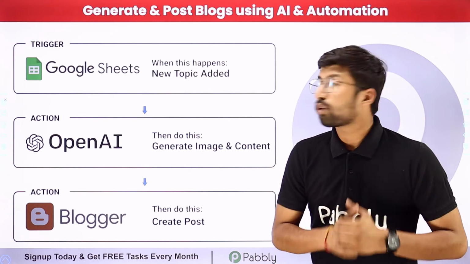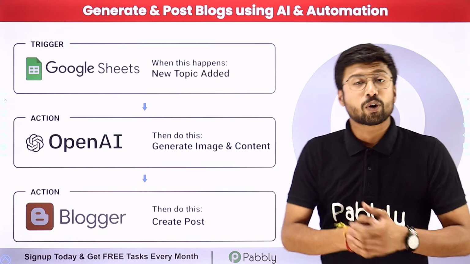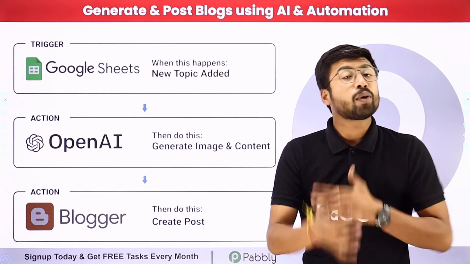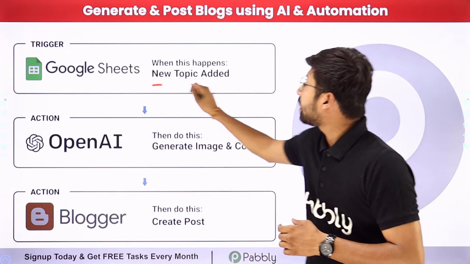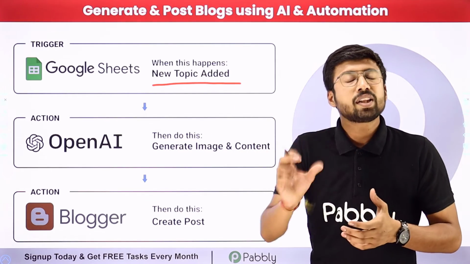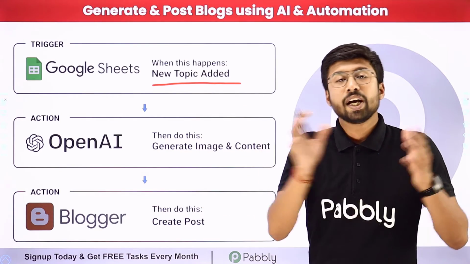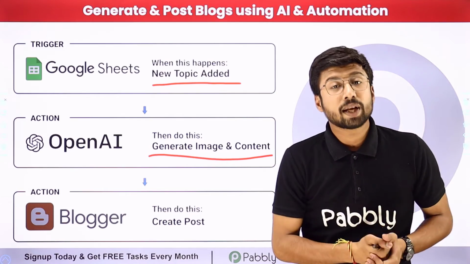So in this video, we are going to learn how to automatically generate and post blogs using AI and automation. We are going to set up an automation in such a way that just by adding the topic and the image prompt of the blog article in our Google spreadsheet with the date and time when we want to publish it, you can automatically generate the image and article using an AI platform like OpenAI.